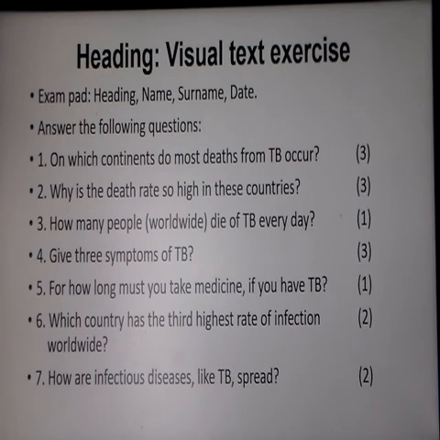So on an exam pad, please, your heading is visual text exercise. On the first line you write your heading, your name, your surname, and the date on which you are going to do this exercise for me. And then there are 7 questions that I would like you to answer. Question 1: On which continents do most deaths from TB occur? And then question 7: How are infectious diseases like TB spread?